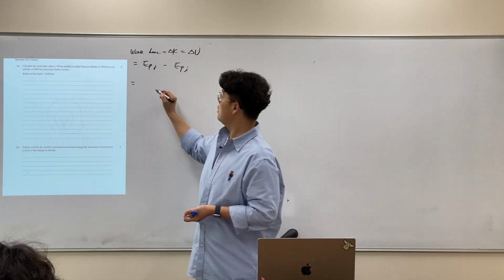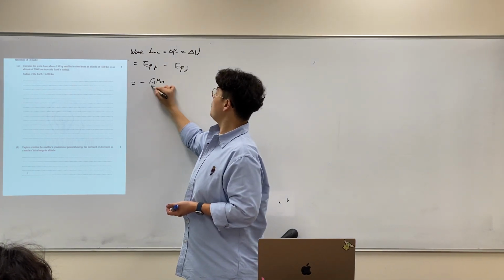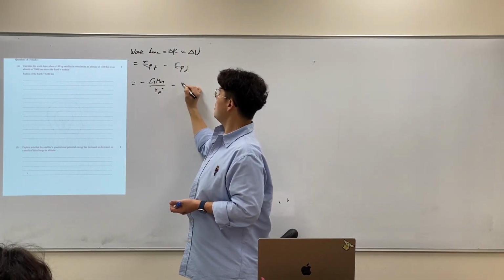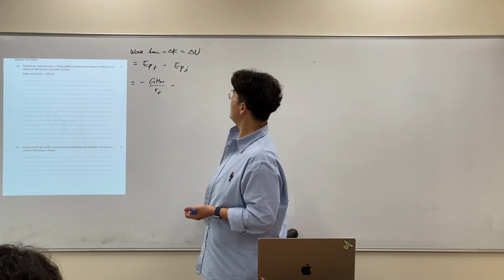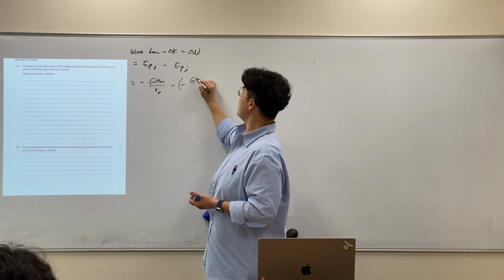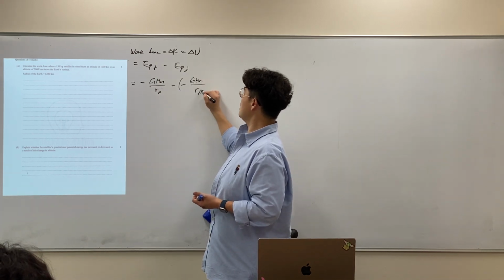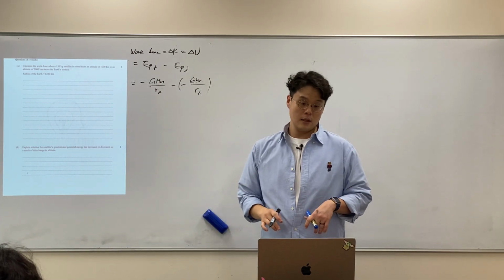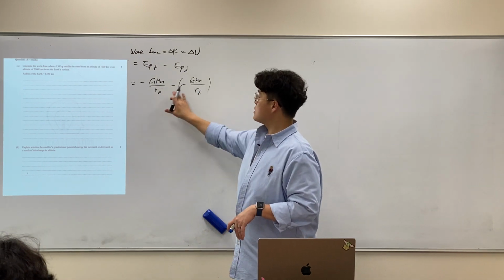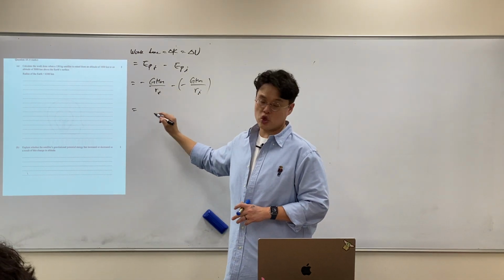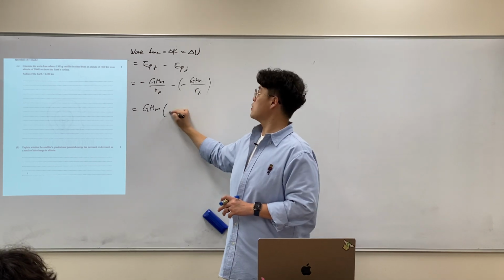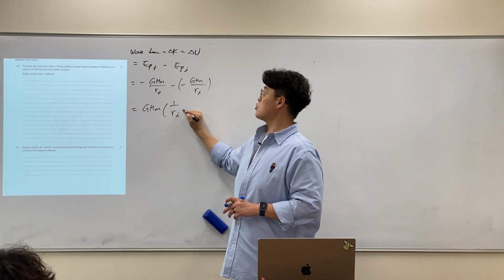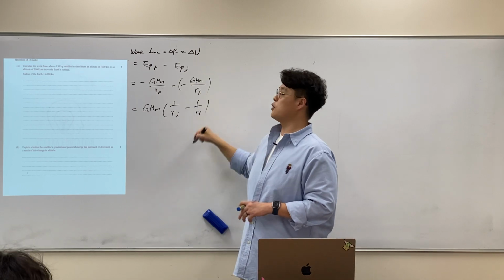So all you need to do is, minus GMm over r final, ignore that, sorry, minus GMm over r initial, like this. Then what you get is, GMm comes out the front, and you simply get 1 over r initial minus 1 over r final beautifully.